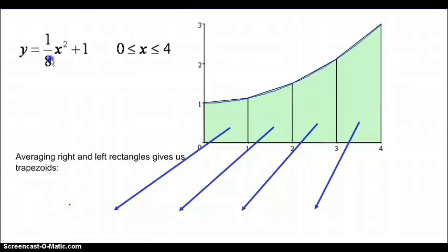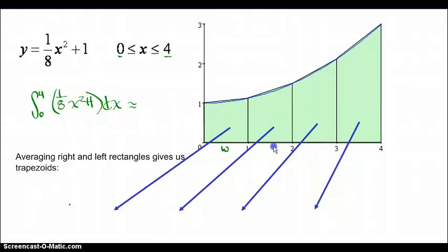So given the function 1/8 x squared plus 1 over the interval from x equals 0 to x equals 4, we're told to find or approximate the area from 0 to 4 underneath our function with respect to x. And we're going to use the trapezoid rule or a trapezoid sum to approximate that area. So let's label some things here.